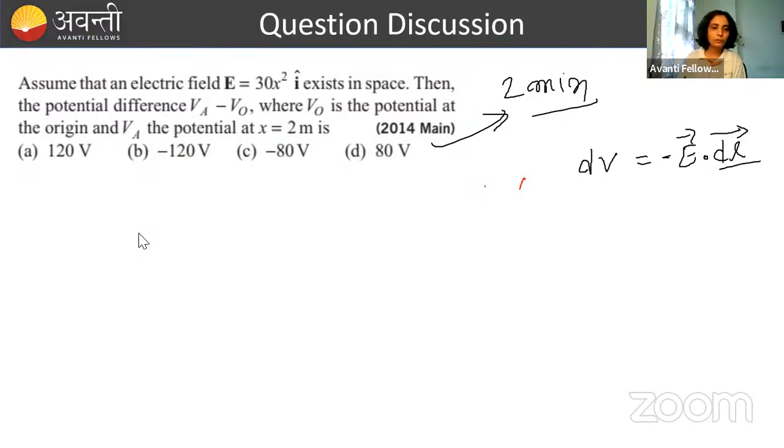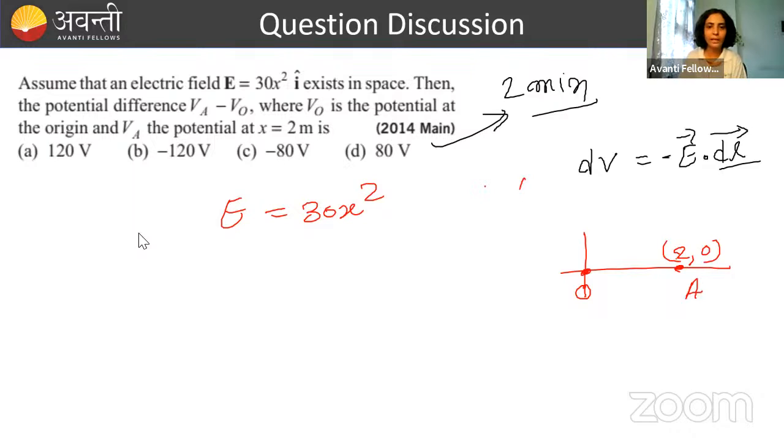Chalo, okay. So now let's do this question. Electric field is given. E is equal to 30x square. Done. Potential difference VA minus V naught, where V naught is potential at the origin and VA is at a distance this. तो चलो यहाँ पे एक coordinate system बना लो. This is O and this is the point A. And point A coordinate is 2, 0. We have to calculate VA minus V naught. Done. So let's use the formula. What is the formula? Formula is dV is equal to minus E dot dl.